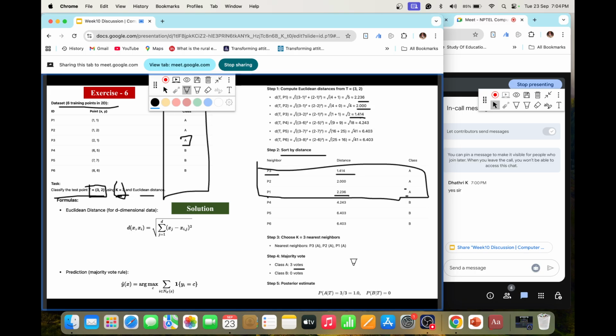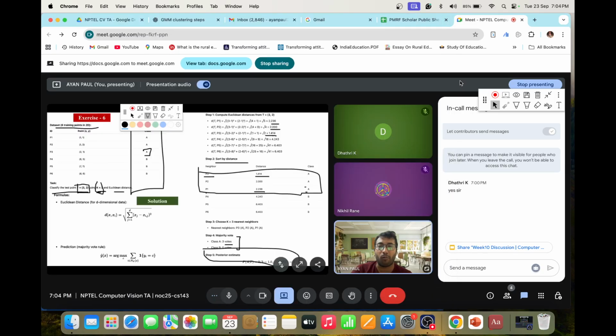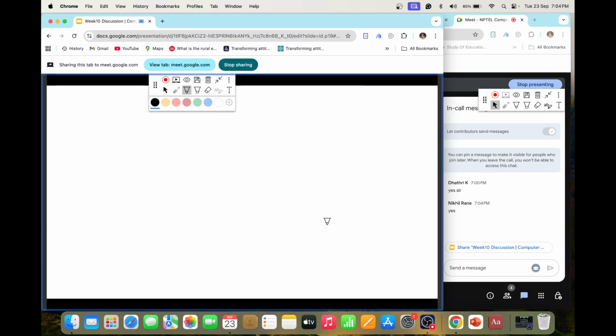This is step 5, which is given only for enhancing your knowledge; otherwise this is the complete question. For class A we get 3 votes, for class B we get 0 votes, so we can easily say that this target point belongs to class A. That is how we solve KNN problems. Is it clear to all of you? Clear, right? Nice. So that is regarding the KNN problem.